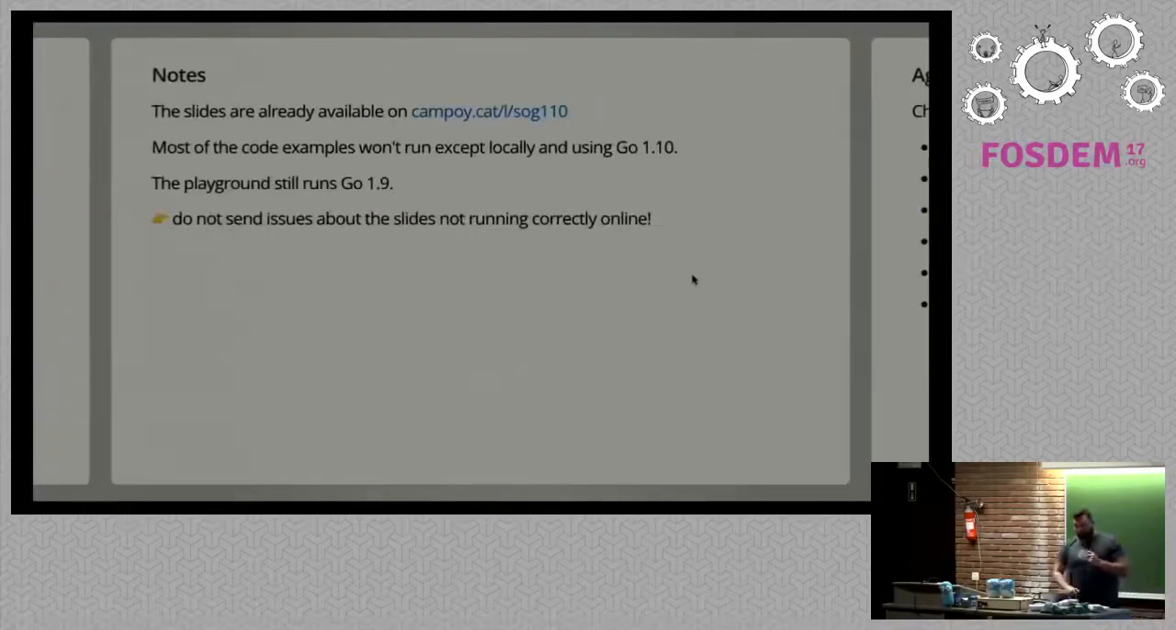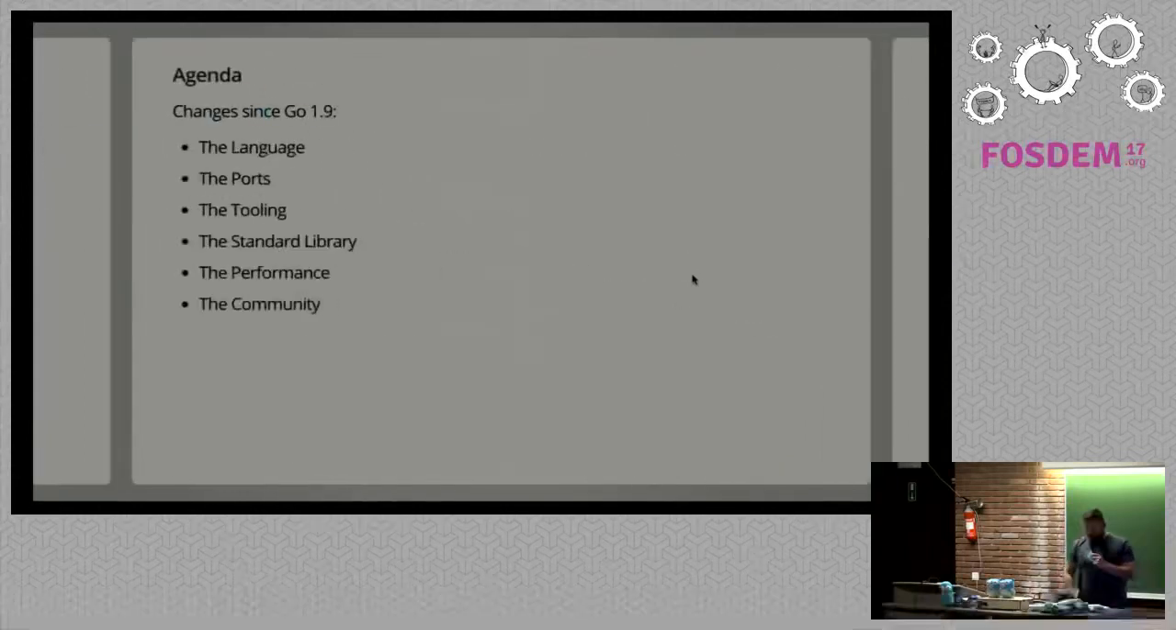We don't know when. The slides are online if you want to check them out. It's campoy.cat/l/SOG, state of Go 1.10. If you go there, the playground runs Go 1.9, so some of the examples will not work. Do not file issues. It's expected. That is what happens when you do these kinds of talks.